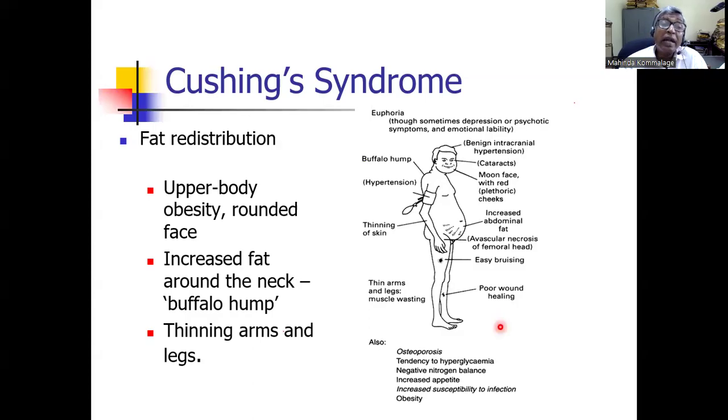So cortisol will affect fat metabolism also. It is called fat redistribution. In some places, fat will be deposited, like behind the neck, in the tummy, and in the face. And there is low fat in the arms and legs, so the upper limb and lower limb will be thin, and the tummy, face, and back of the neck will have fat deposition, and we call it buffalo hump.